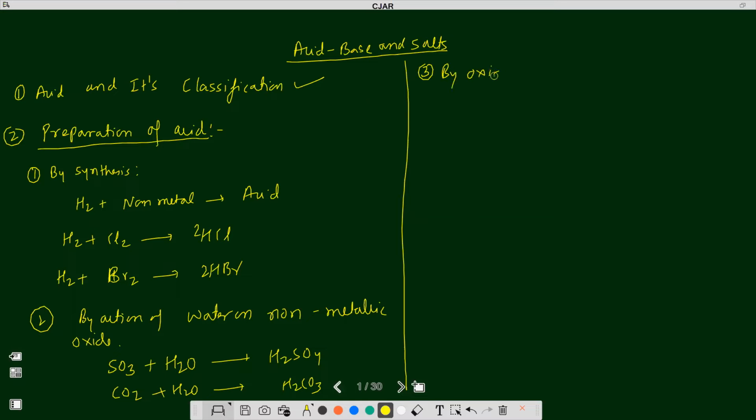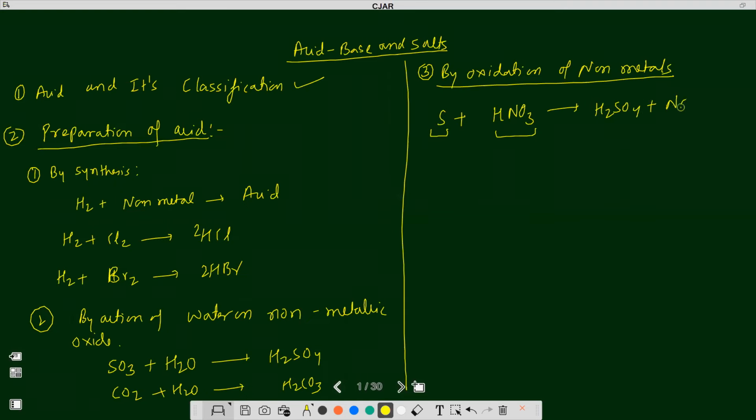by oxidation of non-metals. For example, sulfur plus HNO3. Here we are trying to oxidize sulfur with nitric acid. It will form H2SO4, NO2 plus H2O.